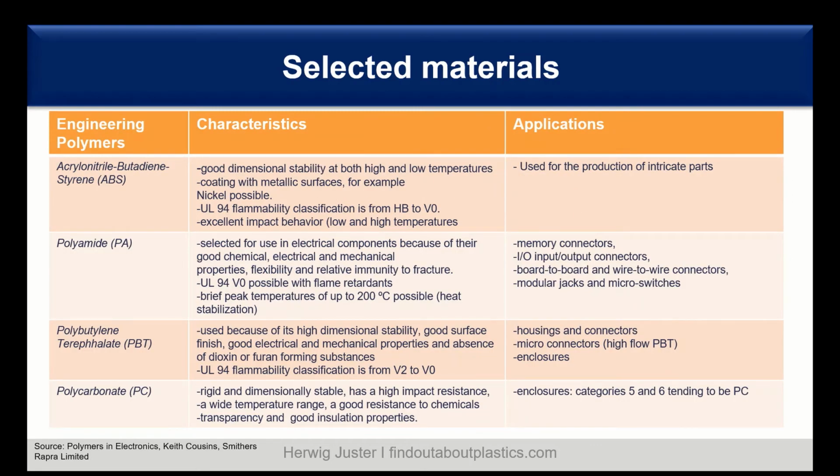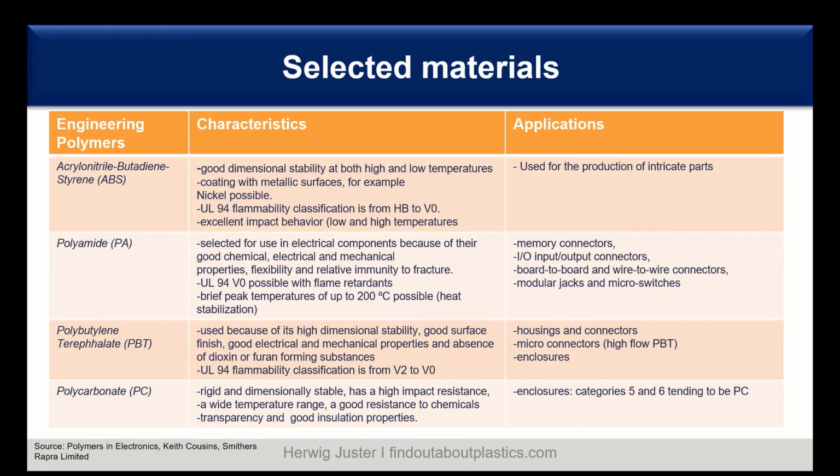Okay, let's continue with the engineering polymers, starting with ABS. So here we have also good dimension stability at both high and low temperatures. ABS can be coated with metallic, for example, nickel. We have the UL94 classification ranging from HB to V0, and also excellent impact behavior. A case use example is intricate parts, for example.